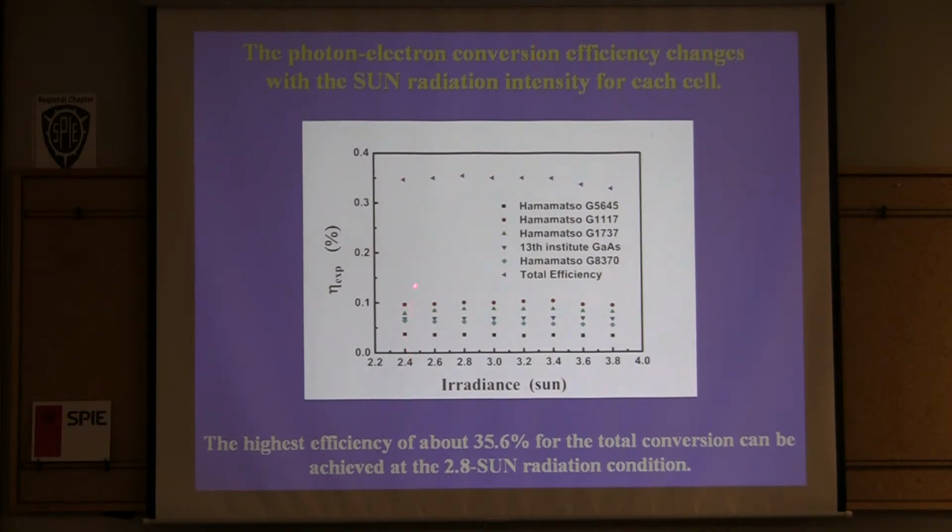1, 2, 3, 4, 5. Totally more than 35% can be reached. Otherwise, with one device, as I already showed you, you cannot exceed 30%. But if you use 5 or 4, you can get above 30%, even more than 40%. I will discuss that later. That's a high efficiency of about 35.86% total conversion, which can be achieved at 2.8 sun radiation. That's a special condition.